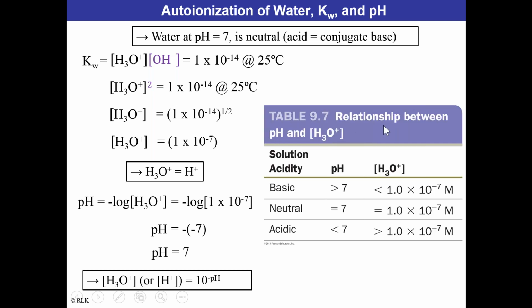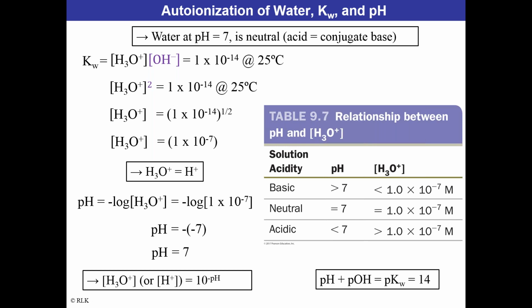So for table 9.7, this is in your book, but it's also shown here. If pH is greater than 7, then it's basic, okay? The hydronium ion concentration will then be less than 10 to the negative 7. If it's acidic, the pH is going to be less than 7, and the concentration is going to be greater than 1 times 10 to the negative 7. It's going to be neutral at 7 exactly. So we're setting water to be the de facto reference point here. Everything is going to be with respect to water when we're talking about pH.